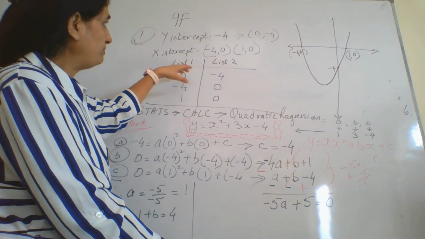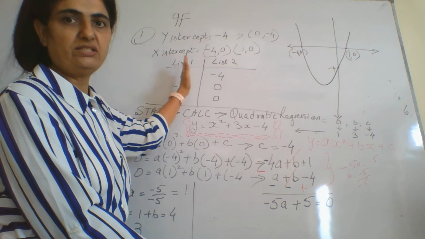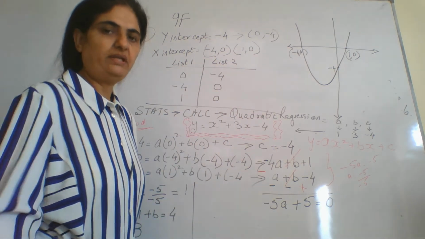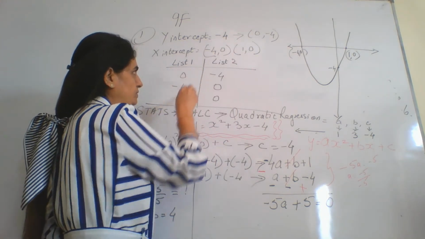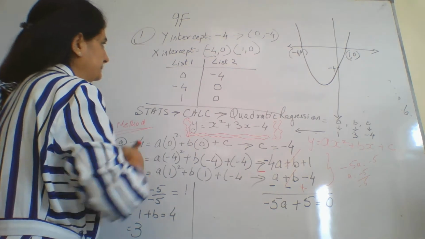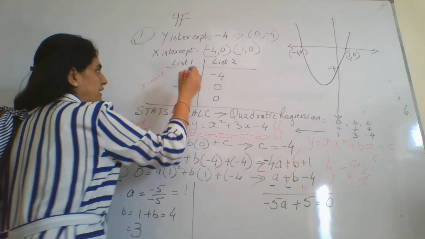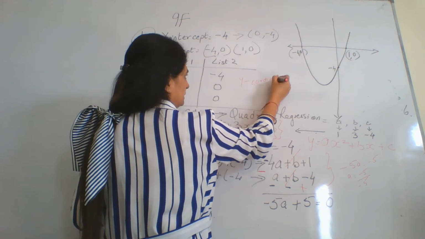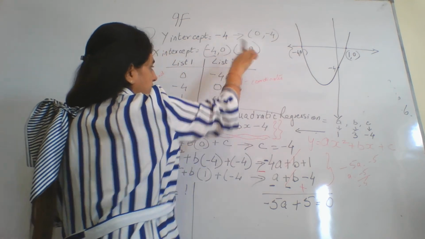Now what you have to do is, all these three points are to be listed in list 1 and list 2 of your GDC. The x coordinates 0, -4 and 1 go here, so I write these as x coordinates, and these are the y coordinates: -4, 0 and 0.